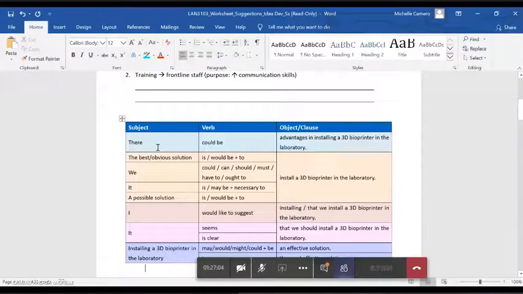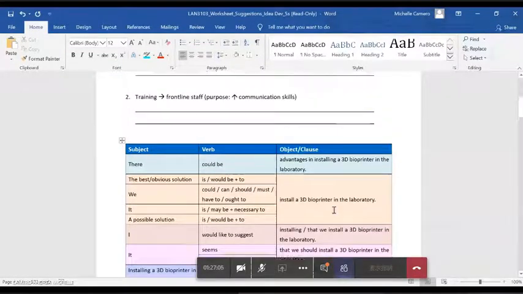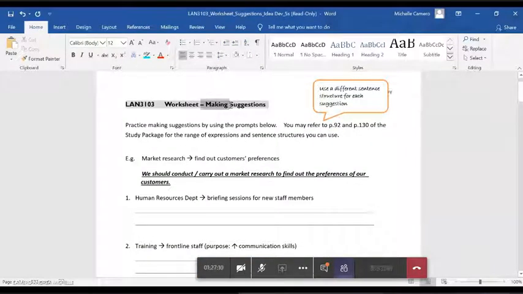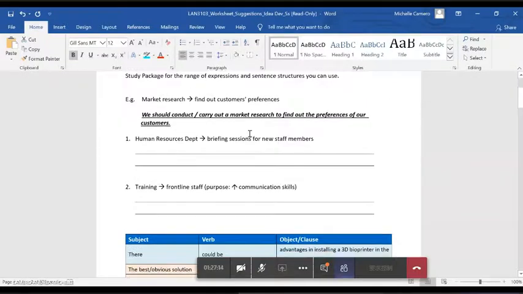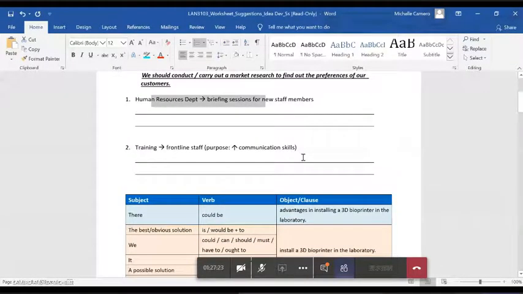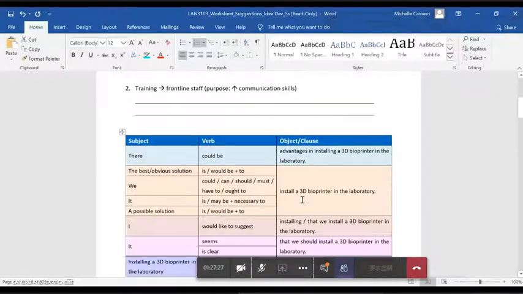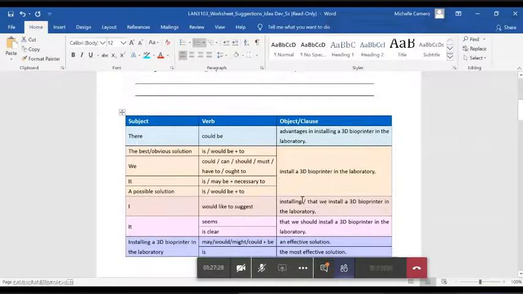Okay, finally, thank you. So what we were doing was practicing making suggestions, because that's what you're going to have to do on the assessment or the take-home assignment. That's 60% of your grade. So here's part of it: Human Resources Department briefing session for new staff members. And here are some possible ways we can use to make the suggestion.